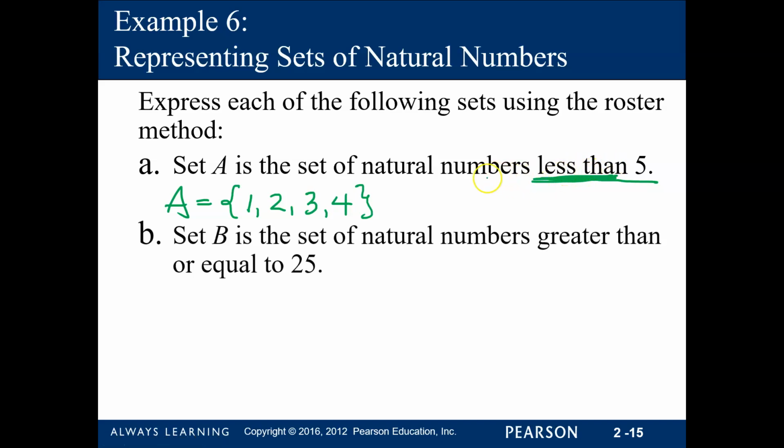Now, let's have this next example. We have set B is the set of natural numbers greater than or equal to 25.